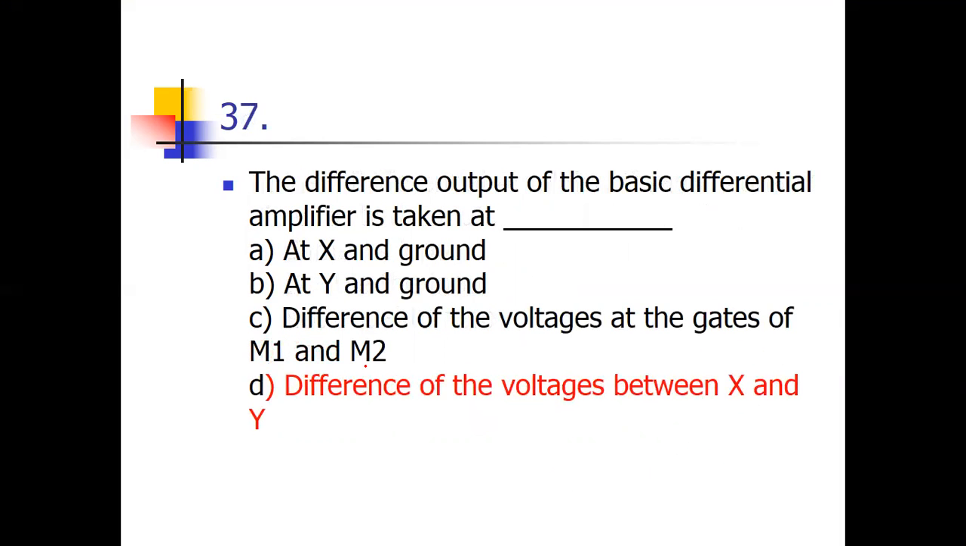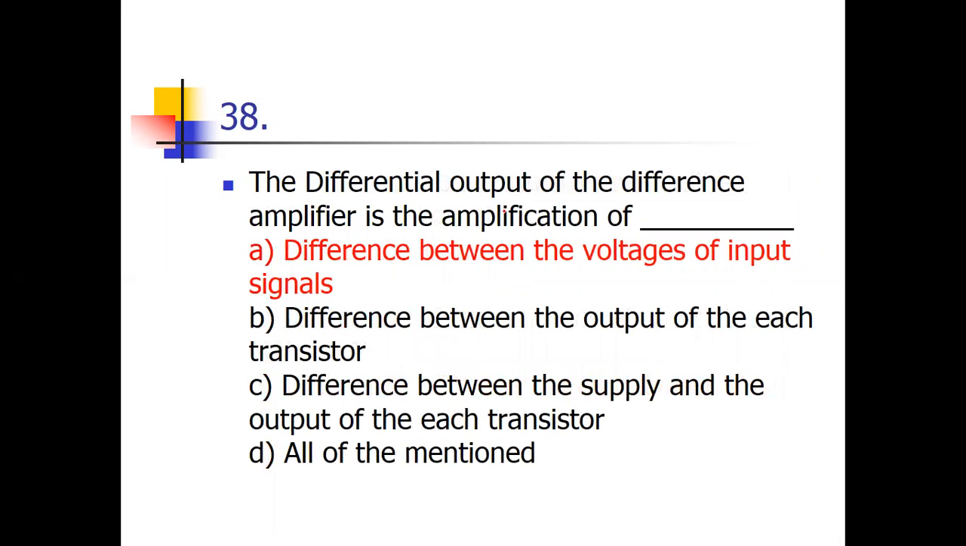Okay. The difference output of a basic differential amplifier is taken as follows. If there are two terminals, suppose X and Y, then the difference of voltage between X and Y is your output. Okay, there is no one ground. We are talking about difference output of a basic differential amplifier, so we will take both the terminals. Difference output of the differential amplifier is the amplification of the different voltages applied to the different terminals.